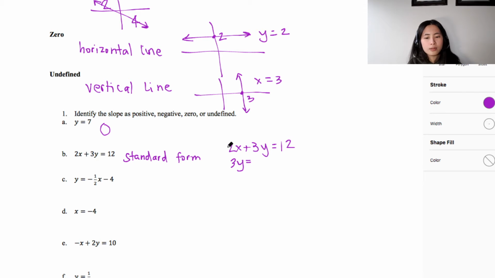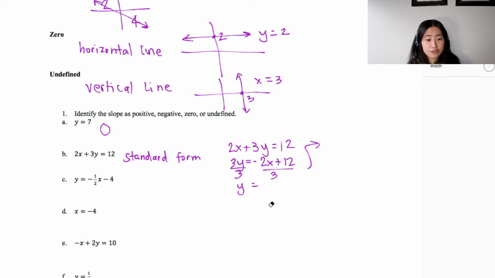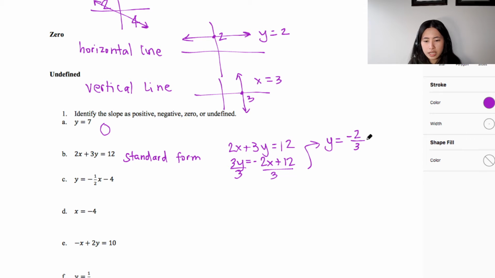So you have 3y, moving 2x to the opposite side, you get negative 2x plus 12, dividing both sides by 3. So y is equal to, in this case, maybe we can move this here because I want to have enough space for part C. Great, so we have 3y is equal to negative 2x plus 12 divided by 3, so this is y, and this is equal to negative 2 over 3, and this is x, and as you can see, you have positive 12 divided by 3, which is positive 4.